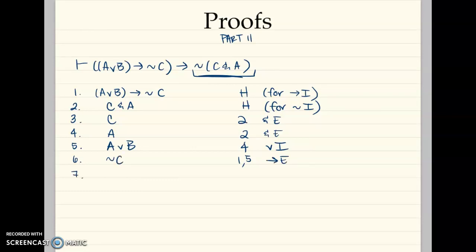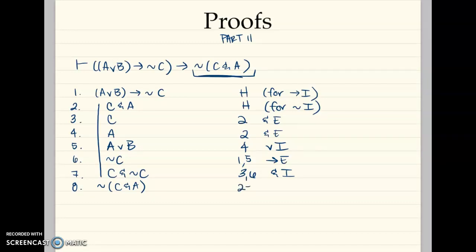Well, now I can put C together with not C. That is lines 3 and 6, conjunction introduction. So I just proved that if I had C and A, it would lead me to this contradiction. It would lead me to somewhere absurd. And so what I can gather from that is that it's not the case that C and A can happen, right? That's crazy, because if it did, we would come against this contradiction or this absurdity.